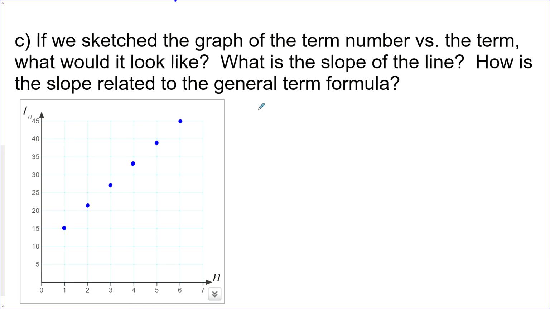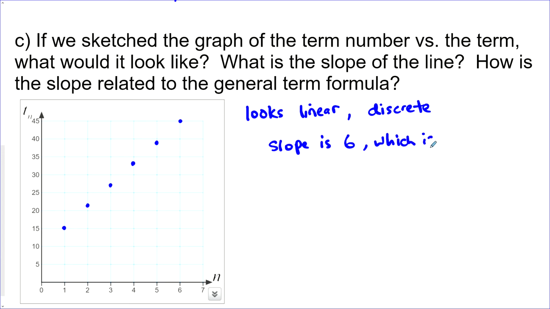What would it look like? It looks linear, and it is. And it's not continuous, it's discrete, meaning that we don't want to connect these because there's no term 1.1 and 1.2, there's nothing in between. And there's no term 0, so there's no y-intercept, as we said before. And the slope is 6, which is the common difference.